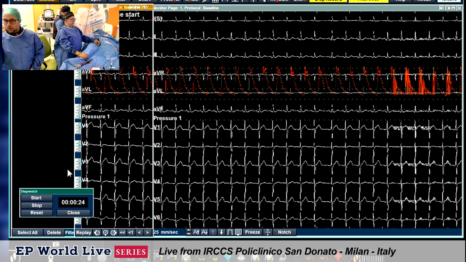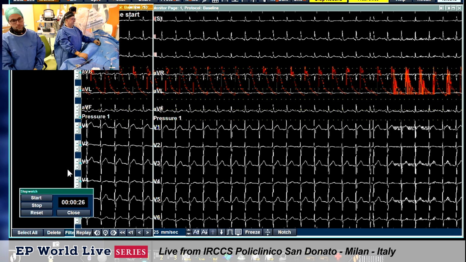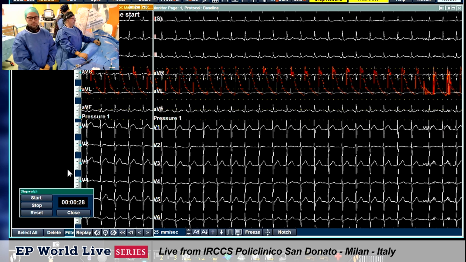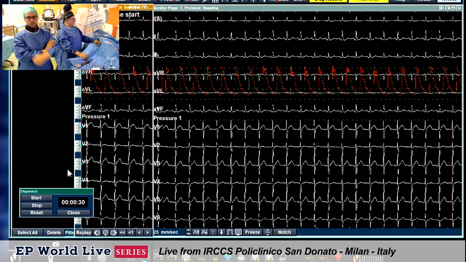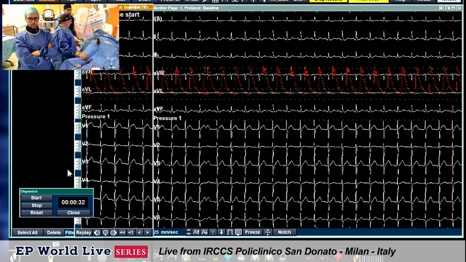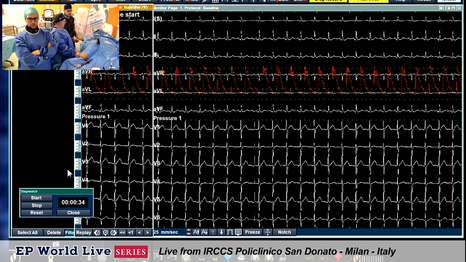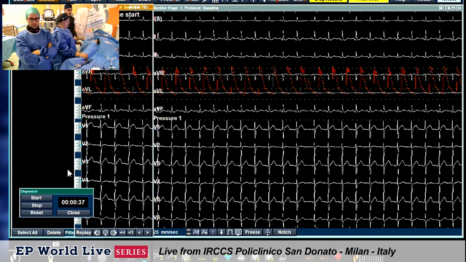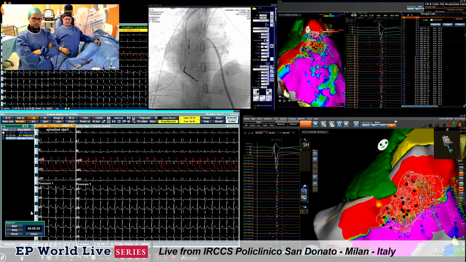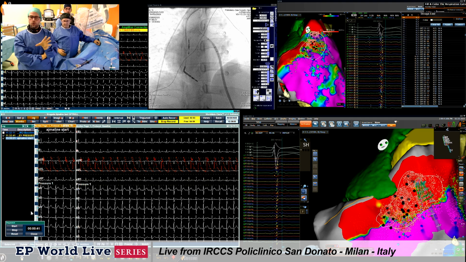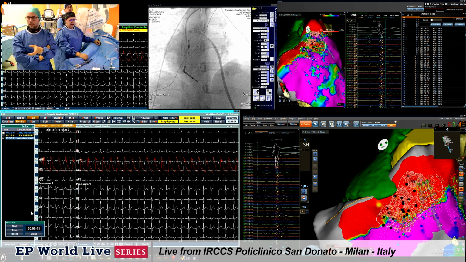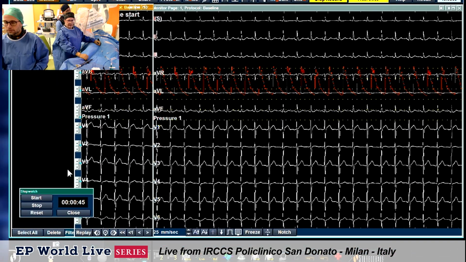Okay. Look at the electrogram, look at the EKG. We started the infusion of Ajmaline. We already did 15 milligrams. Focus on the ECG only.